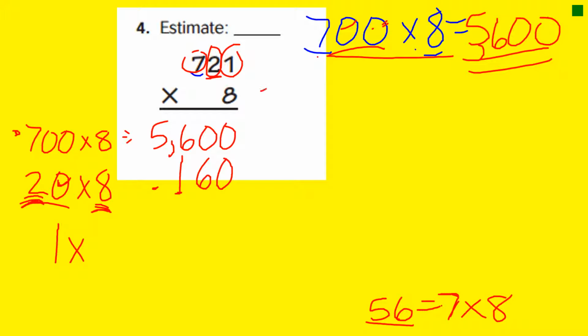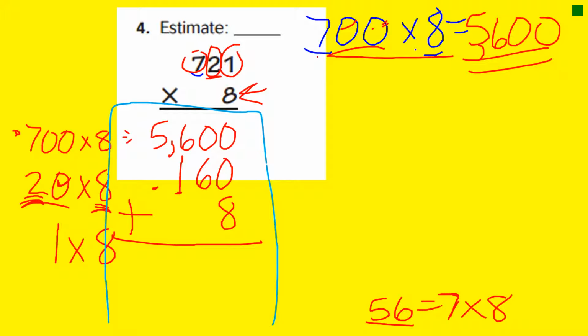1 times, what do we multiply everything by? Of course, 8. 1 times 8 is 8. We add the partial products together. Okay, guys? So these are the partial products. 5,600 is a part, 160 is the other part, and 8 is the other part. Let's add them up. 0 plus 0 plus 8, 8. 6 plus 0, 6. 6 plus 1 is 7. And then 5 is all by itself there in the thousands place.